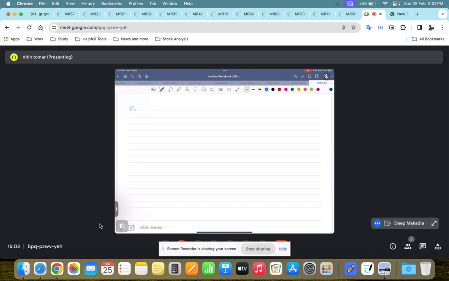Is it visible on the screen? Matrix norm subordinate to a vector norm.